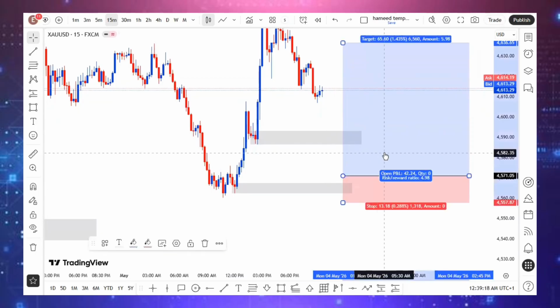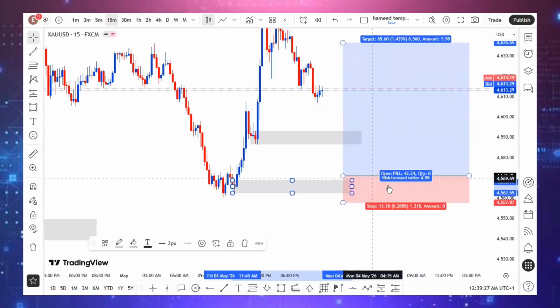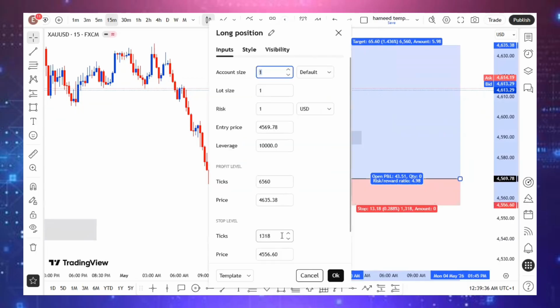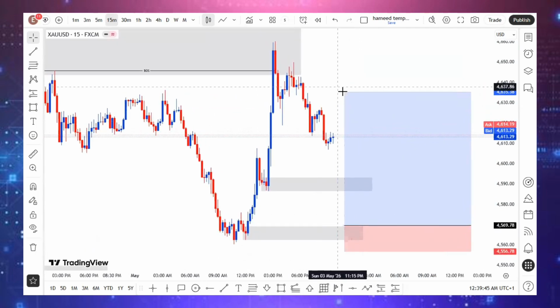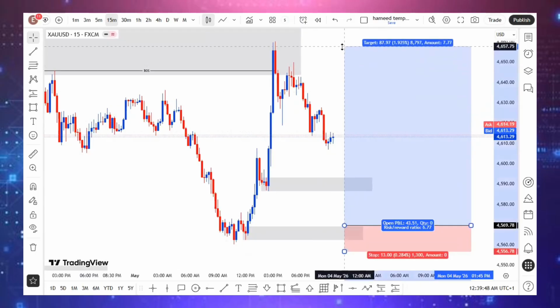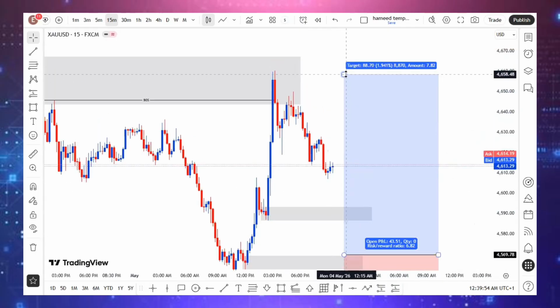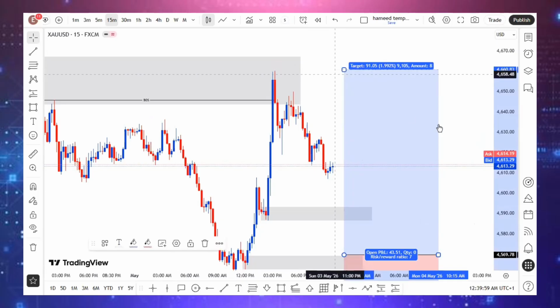So I'll be waiting for it here. Let's see this one. So this is it. So this is what I'll be waiting for. So now I'll be targeting this place. So we are having one ratio 6.8. Almost, let's just say 1 ratio 7.